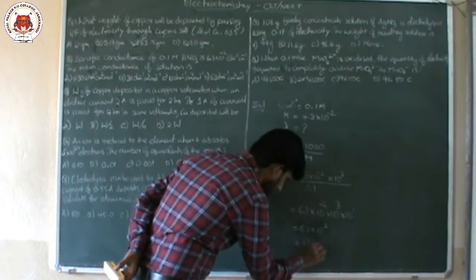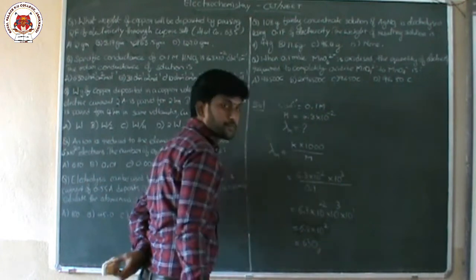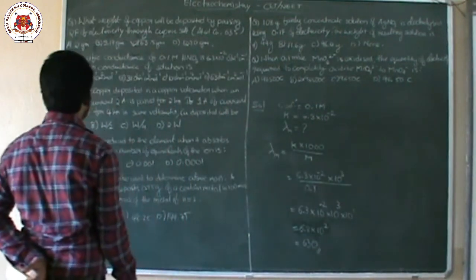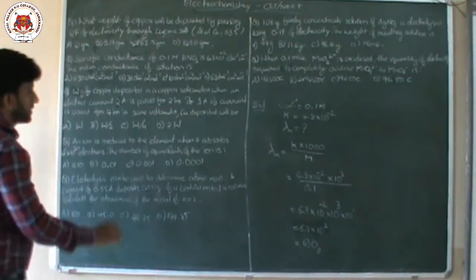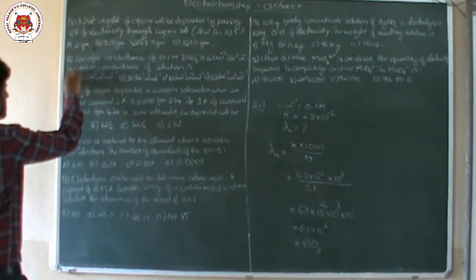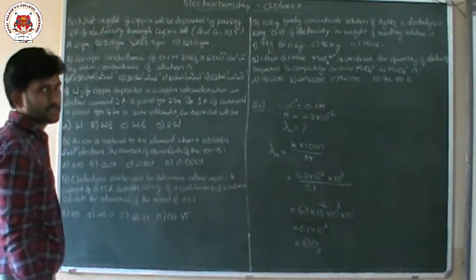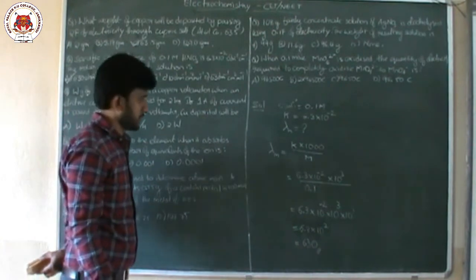6.3 into 100 is how much? 630. So lambda value is 630. The answer is 630 ohm inverse centimeter square mole inverse.